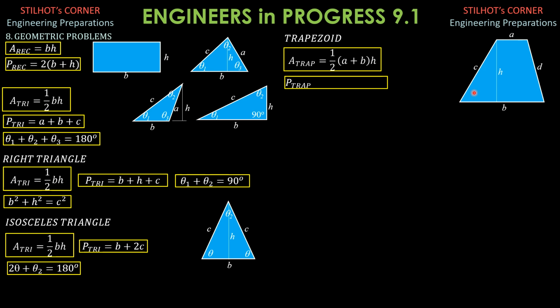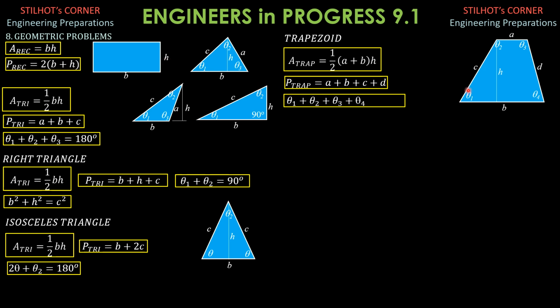Then for the perimeter, it is the sum of the sides, so A plus B plus C plus D. Then for the sum of the interior angles, since there are two non-overlapping triangles that can be drawn, either in that manner or in this manner here, and since the sum of the interior angles of a triangle is 180 degrees, then the sum of the interior angles of a trapezoid is 2 times 180, so it is 360 degrees.